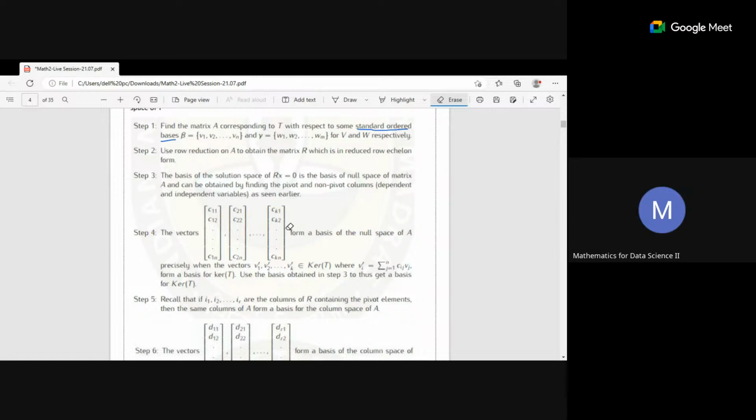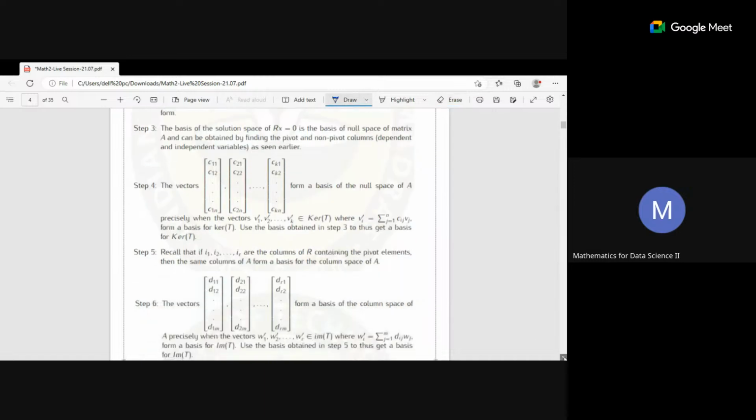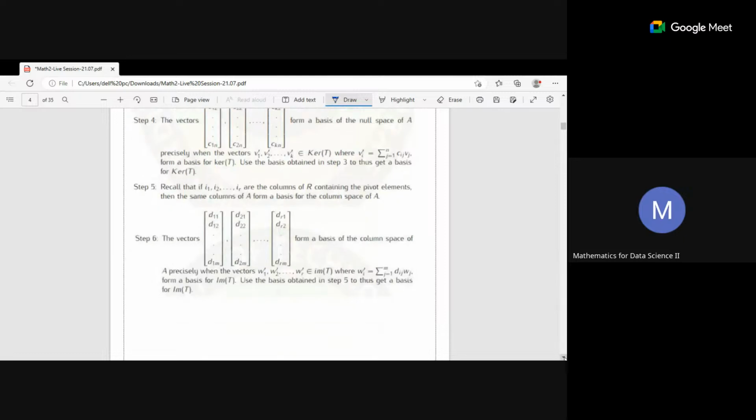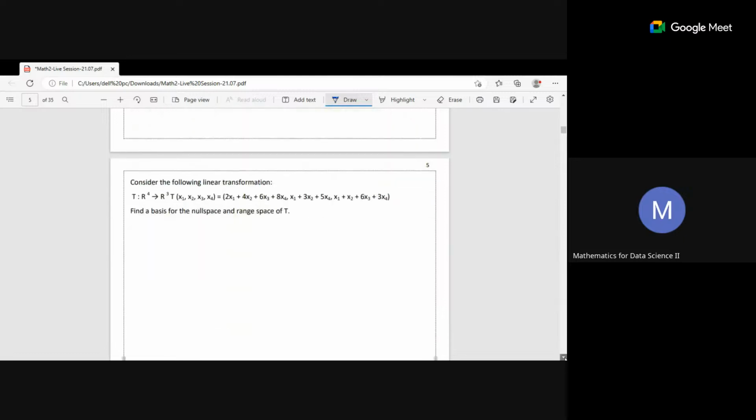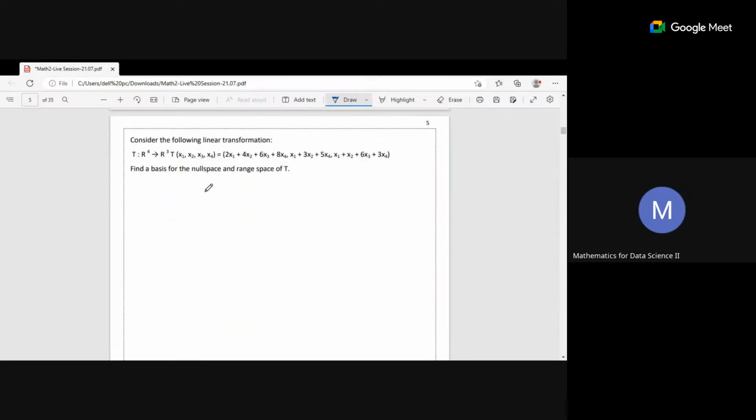So okay, take any set of vectors. It forms a basis of a null space of A precisely when these particular vectors belong to the kernel of T, where these are linear combinations given by this. So let us maybe do a problem and then we come back here and see what is going on. In that case, you can understand what is going on here better. So let us first do a problem to understand the steps clearly.